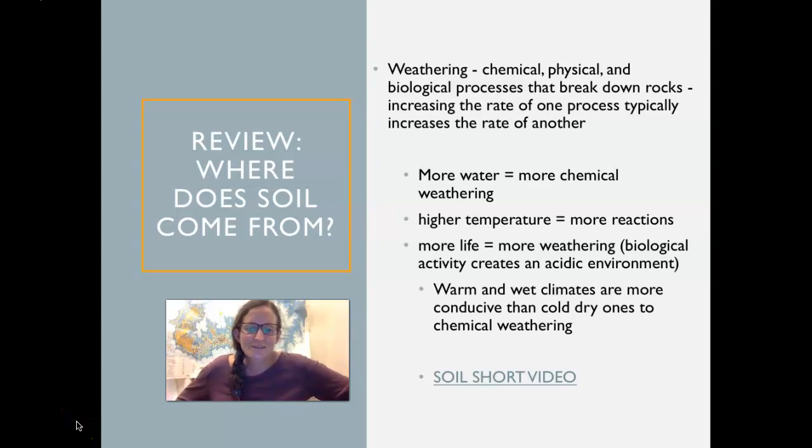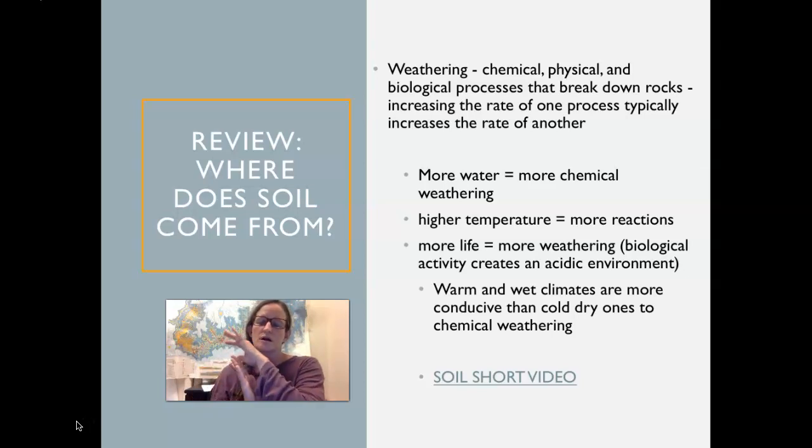Okay, we're back to soils. Where do they come from? All that weathering, the chemical, the physical, the biological processes are breaking down minerals, which break down rocks. The more water in that environment, there's going to be more chemical weathering. The higher the temperature, there's going to be more chemical weathering.